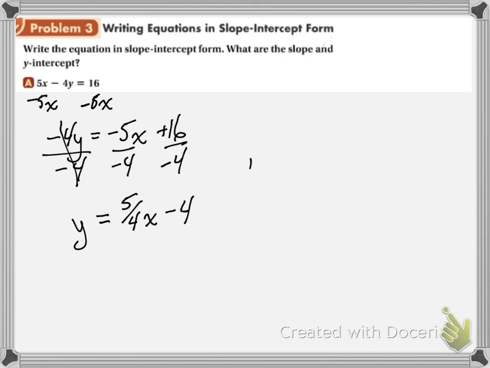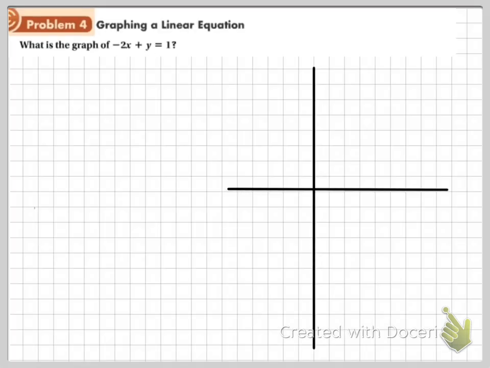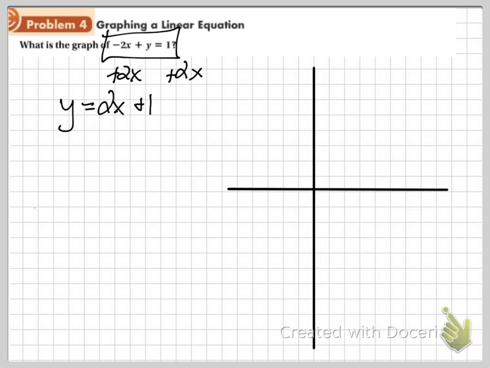So what are my slope and y-intercept? My slope is what's in front of the x, which is 5/4. And my y-intercept is what's left. It's negative 4. Problem 4 now, they want you to actually graph the equation. So again, I need to get y by itself. How am I going to do that? I'm going to add 2x to both sides. That gives me y equals 2x plus 1. What's my slope? Well, it's what's in front of the x, so my slope is 2. And make sure you write it as a fraction, which is really 2 over 1. My y-intercept is positive 1.